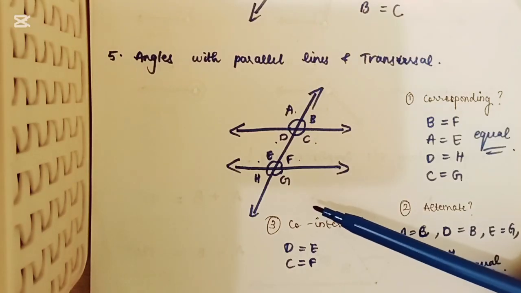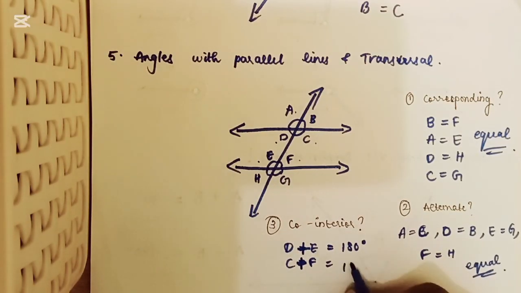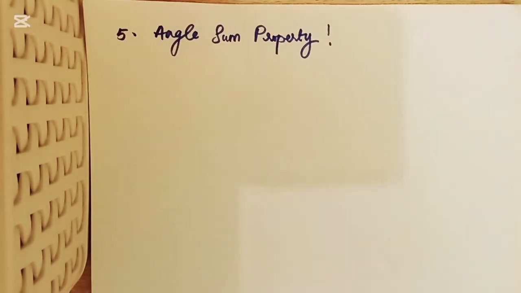When corresponding angles are equal and alternate angles are equal, co-interior angles are not equal, but their sum adds up to 180. So D plus E and C plus F gives us 180 degrees. So corresponding angles are equal, alternate angles are equal, and co-interior angles, sum adds up to 180.